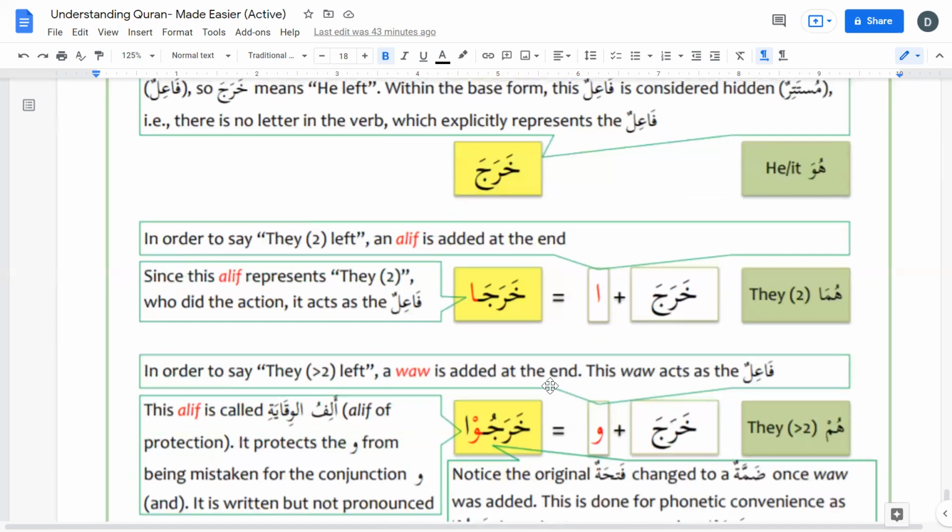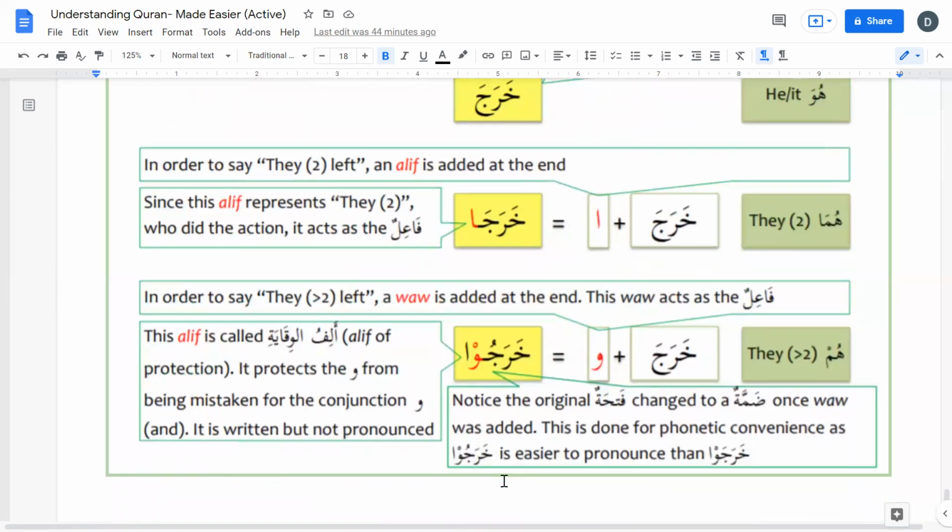Okay, now you know the conjugation for three pronouns: huwa, huma, hum, right? He, they two males, and then they three or more males. So kharaja, kharaja, kharaju. Okay, so let's go to the hiya version.